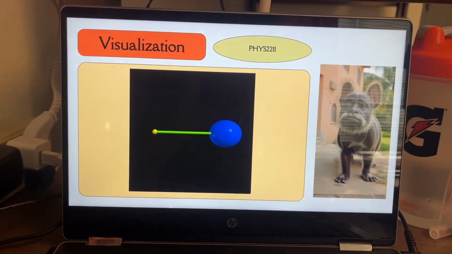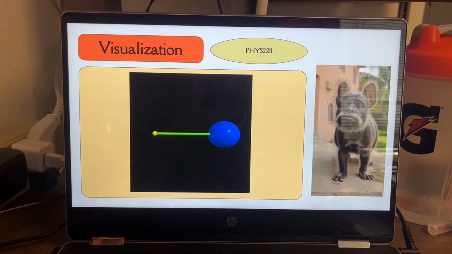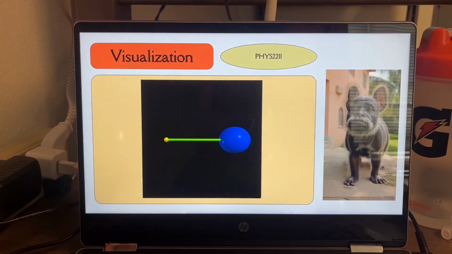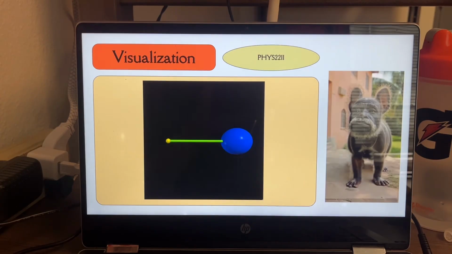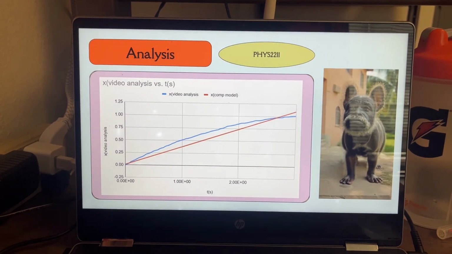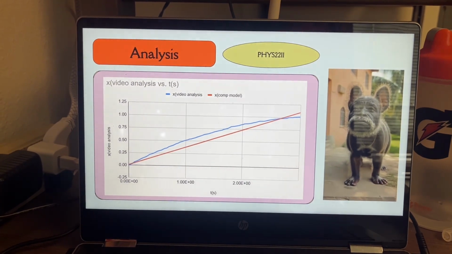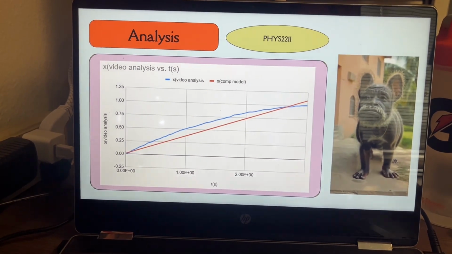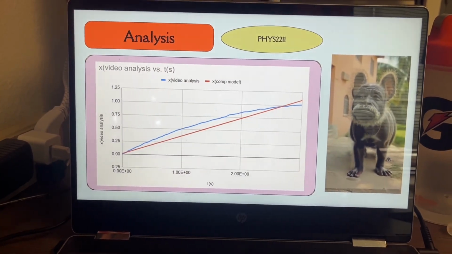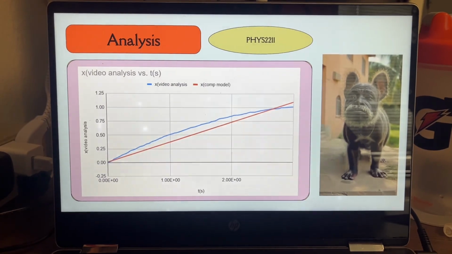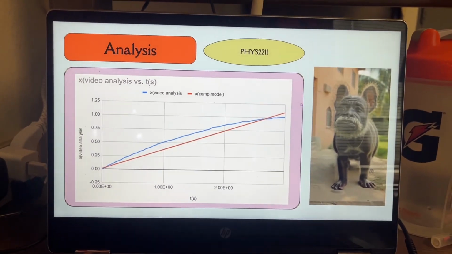And here's the visualization of the computational model after you run the program. It shows the ball rolling at a constant velocity over 3 seconds. Here's another closer look at the graph after showing you the code. As you can see a little closer, that red computational model is much more accurate in showing a constant velocity than our real-life version.